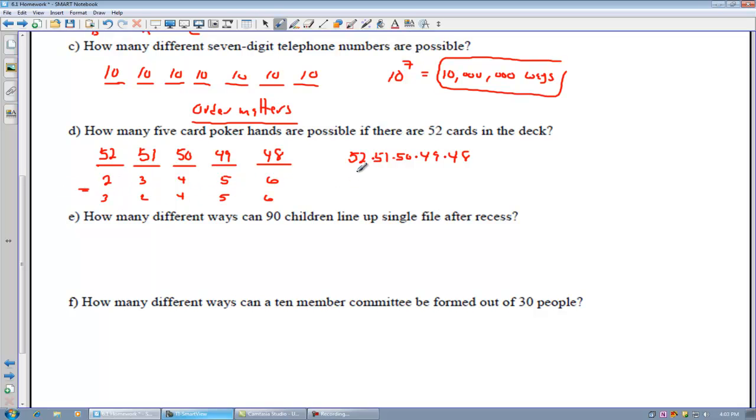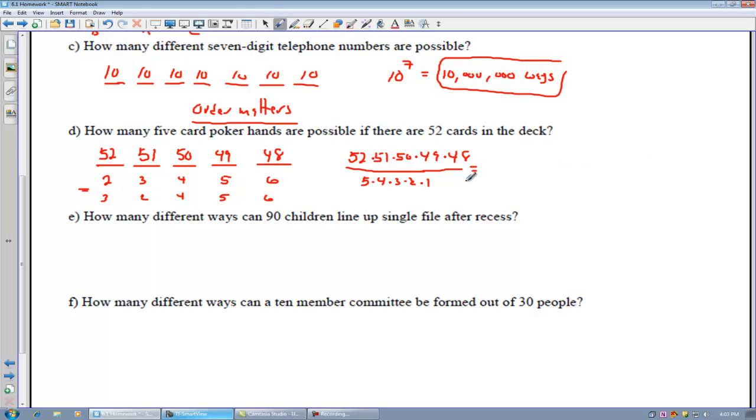So what we have to do is divide out by the number of ways we can rearrange these 5 numbers. And so, of course, there's 5 spots, so you get 5 times 4 times 3 times 2 times 1. So in this case, you divide out by 5 times 4 times 3 times 2 times 1 to get rid of that sort of redundancy in counting.